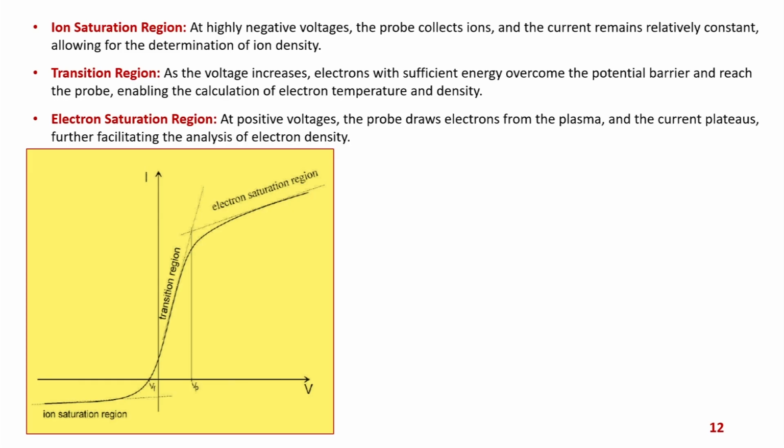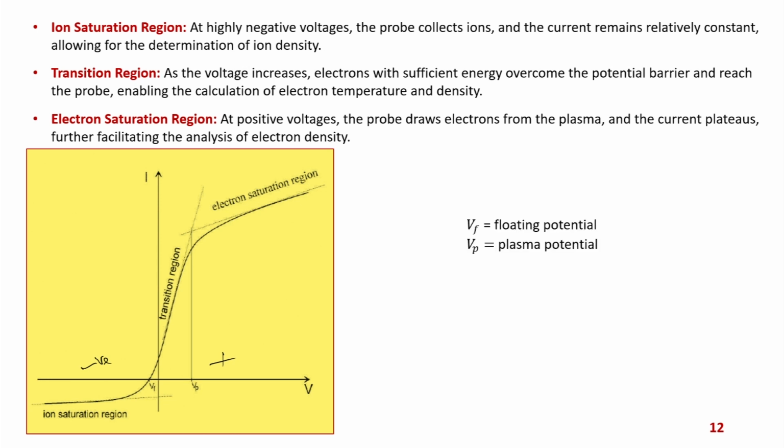So, these are the three regions, as I said. This is the ion saturation region, when the voltage is negative. This is the negative voltage, and here you are applying the positive voltage, and this is the transition region, and this is called the floating voltage, this is the plasma voltage, and then this is the transition region, and then slowly it will saturate. So, from these three regions, as I said, you can get all the parameters.